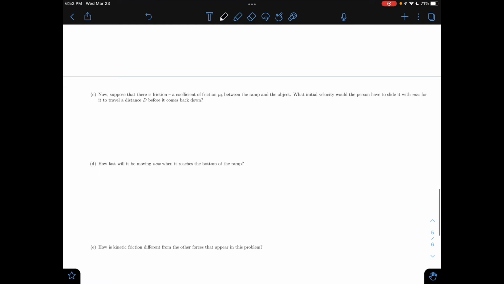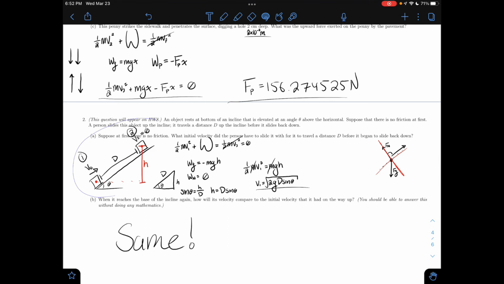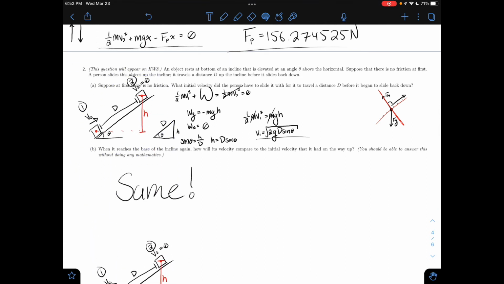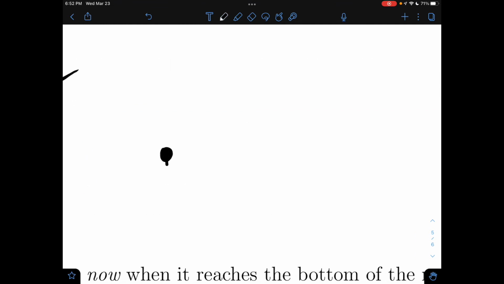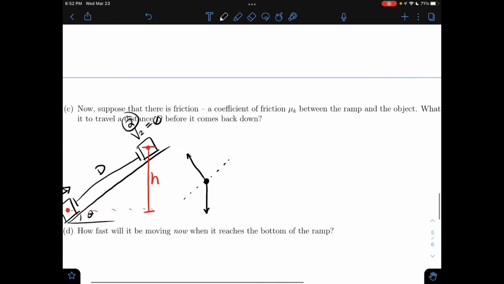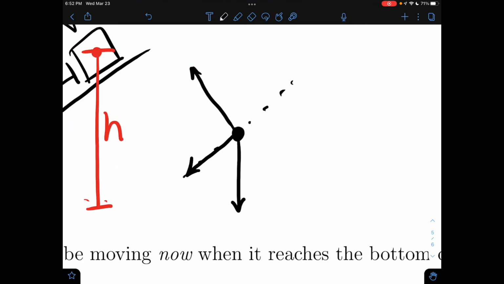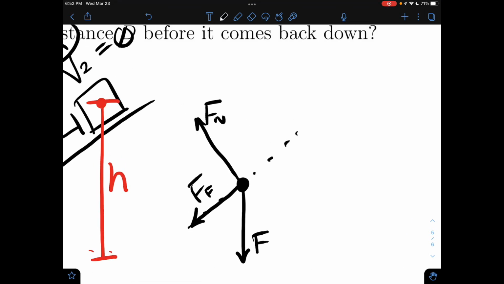So now we have friction. In this case, we can have the same exact picture, but a different force diagram this time. Because now instead of just our gravity and our normal force, we're also going to have friction, with a coefficient between 0.1 and 0.2 for right now. Here's our force from friction, here's our normal force, and here's our gravity.